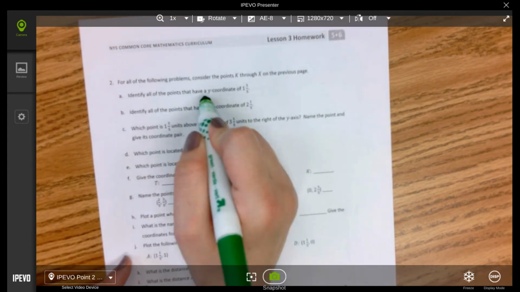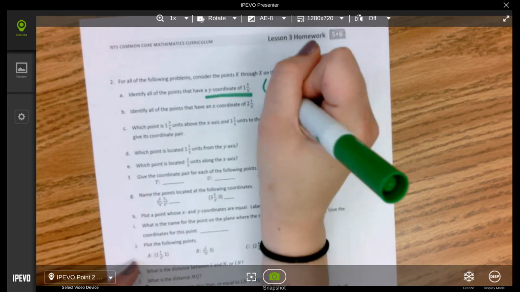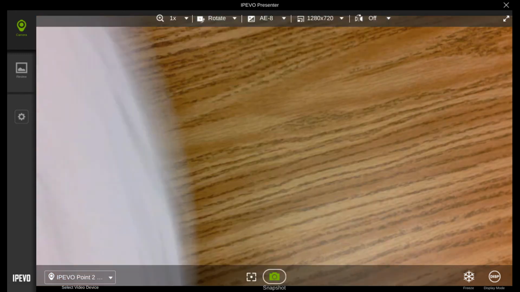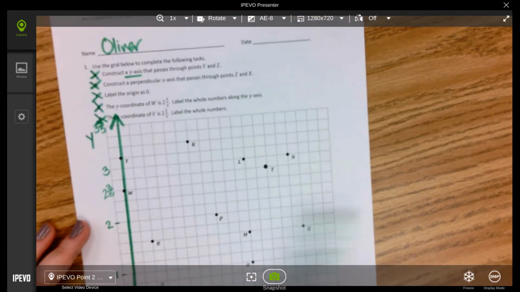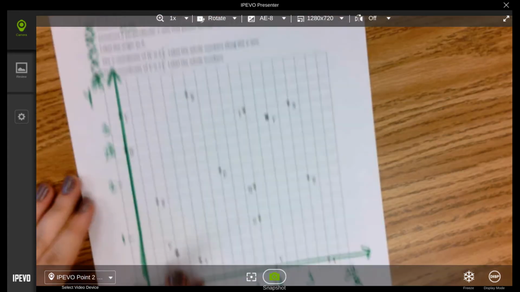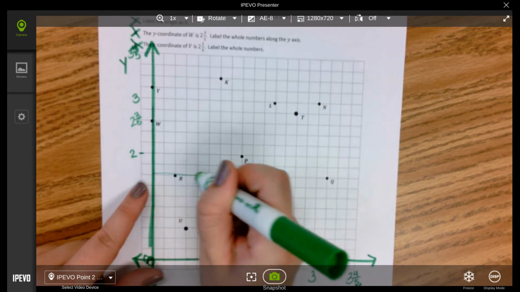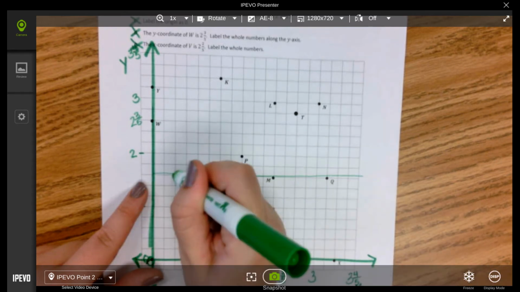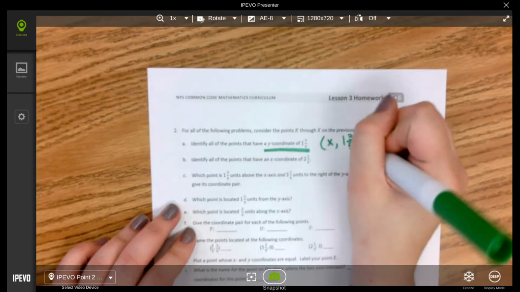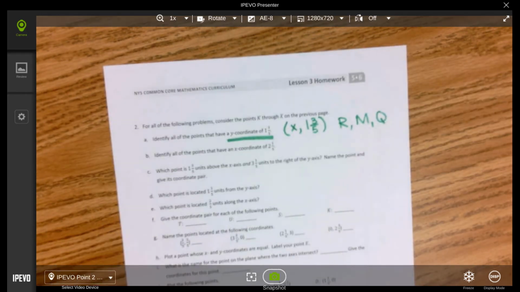Identify all of the points that have a y-coordinate of 1 3/5. So that means we would have some number for x, and then our y value would be 1 3/5. So it doesn't matter horizontally where we go. It just matters that when we go up to 1 3/5, so here's 1 1/5, 2/5, 3/5. This is what we care about right here. So I got point R, point M, and point Q. So R, M, and Q are our points on that line.